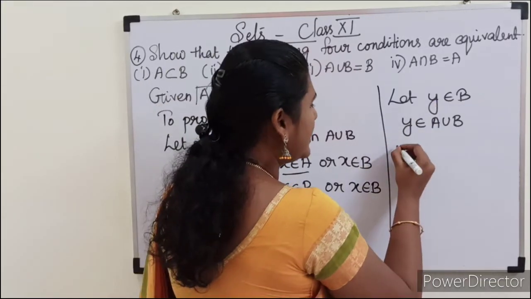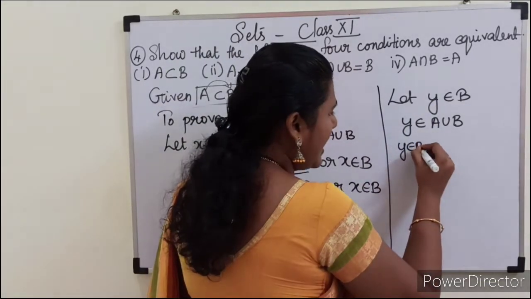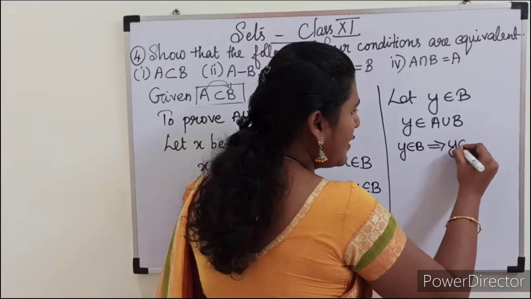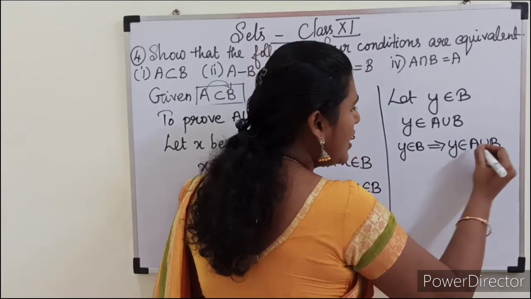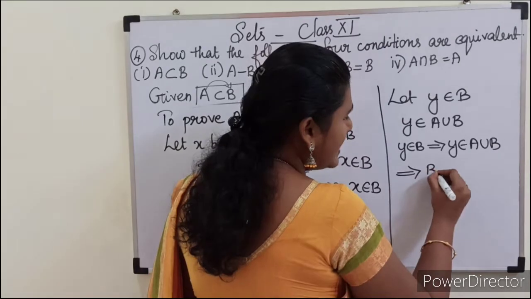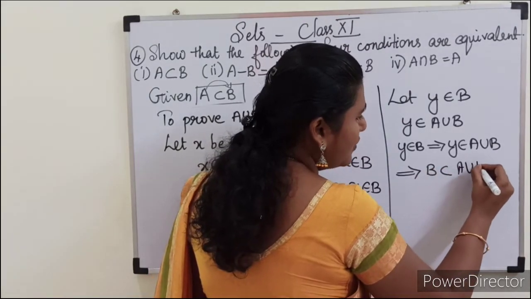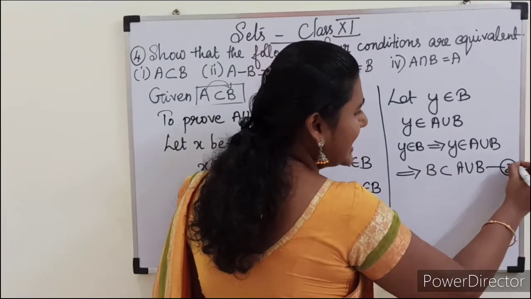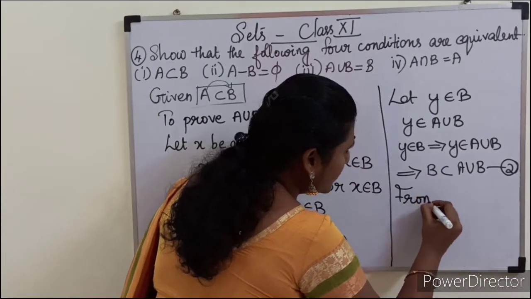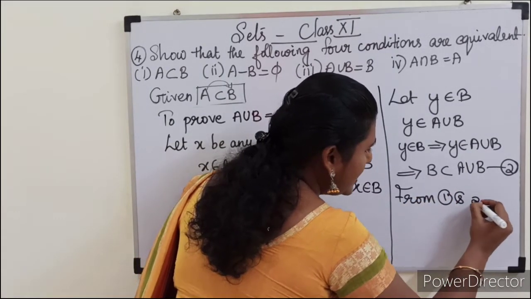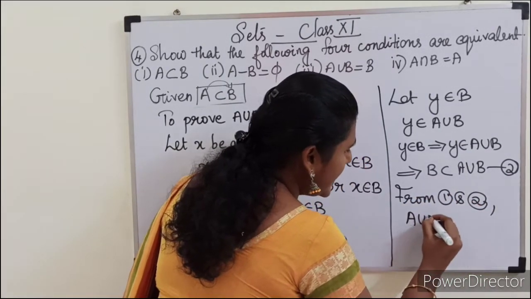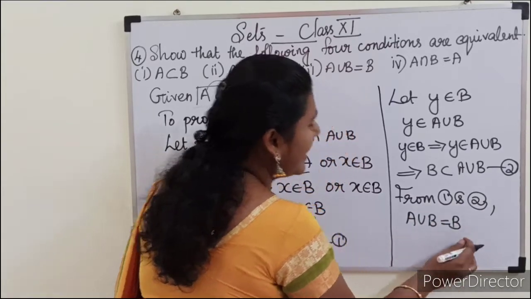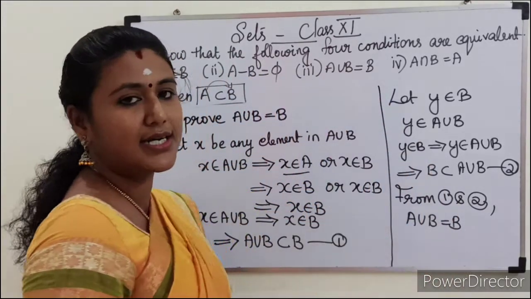So what did we get here? We took y belonging to B, and we got y belongs to A union B also. So we can write B is a subset of A union B. This is the second equation. From 1 and 2 we can say A union B is equal to B. This is what we actually had to prove, the third condition.